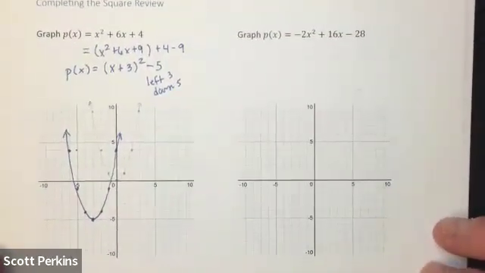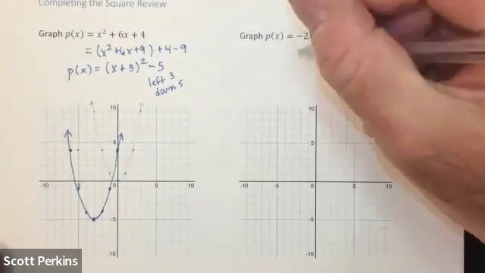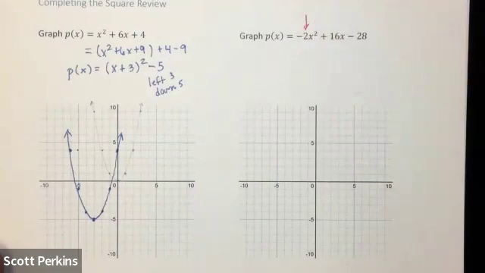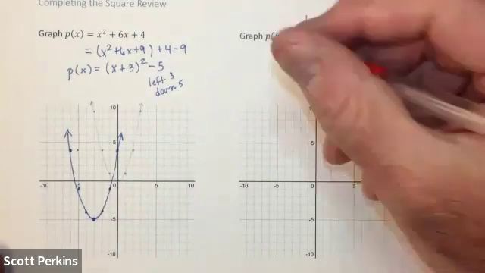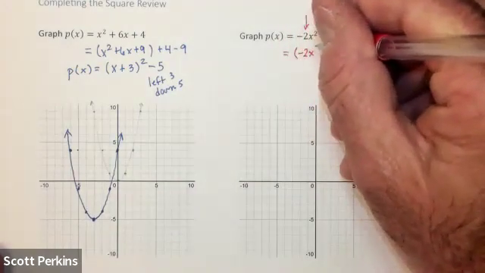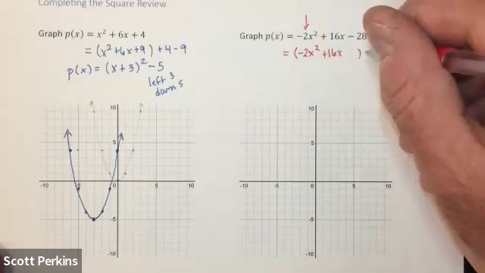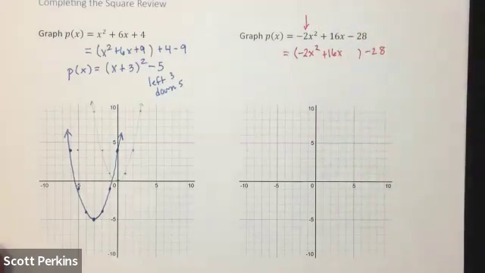This second problem, we're going to do essentially the same thing. The only difference here is now I have a number in front of the x squared that I have to deal with. So my first step remains the same. What I'm going to do first is group those terms that have x's. So negative 2x squared, and then the plus 16x. I'm going to leave a little gap. My minus 28 is out here.